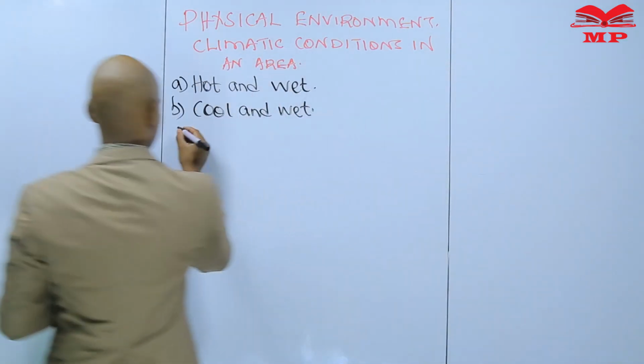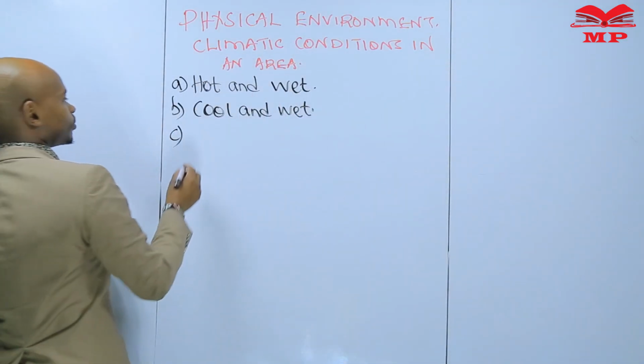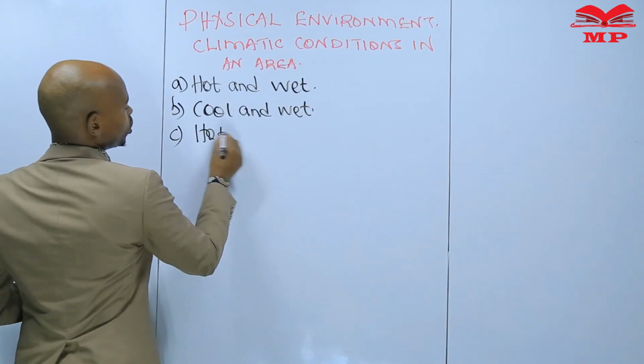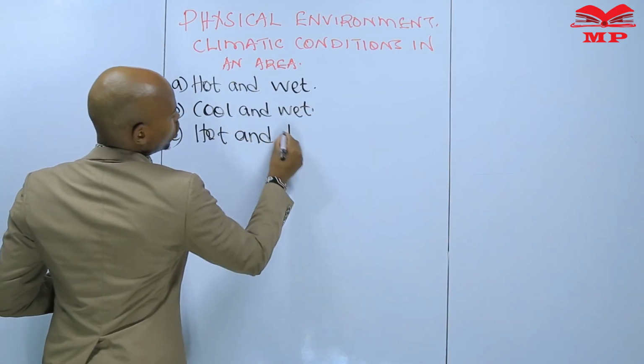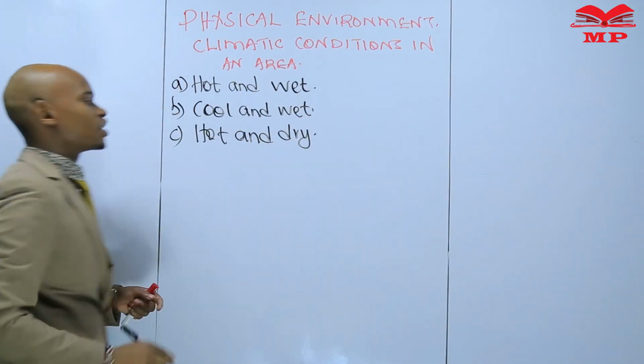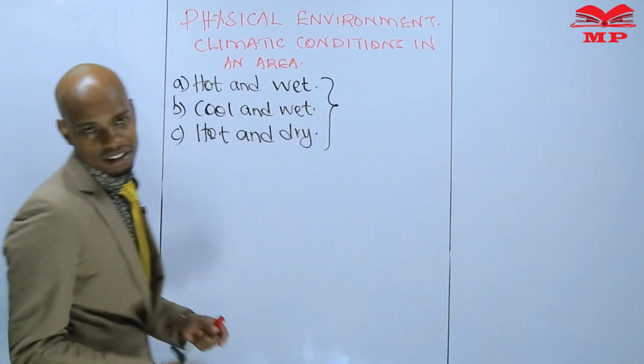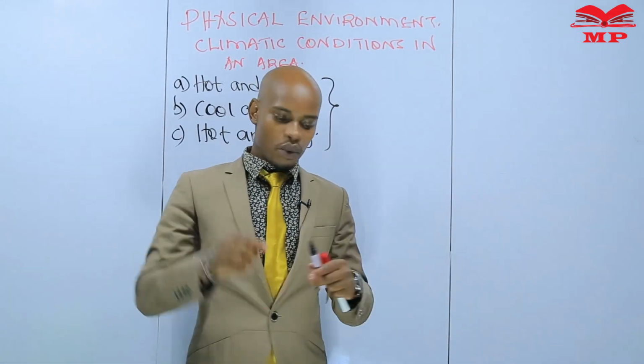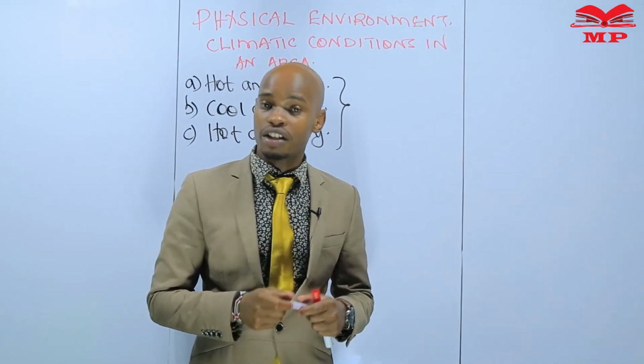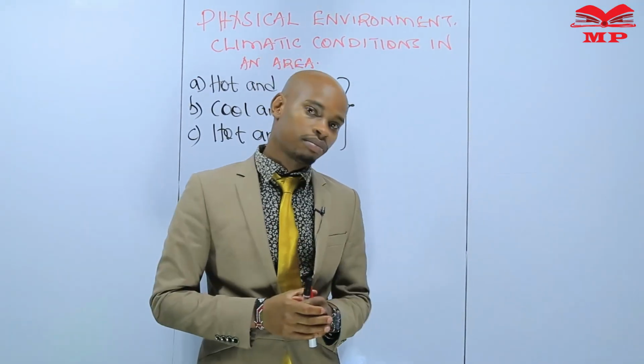And number three, we also have hot and dry conditions. These are the three categories that we are supposed to learn when it comes to climatic conditions in a map.